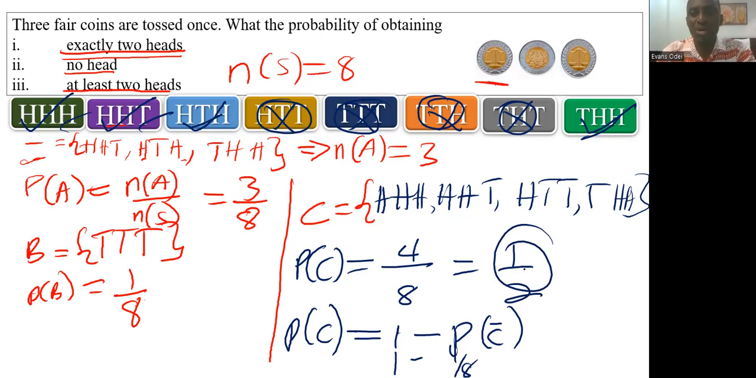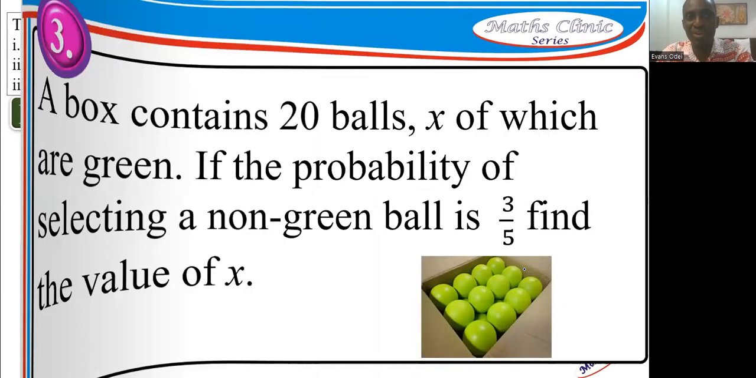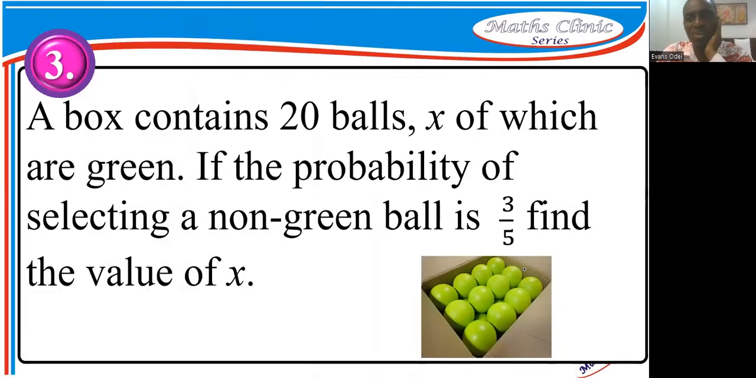Right. So we will end this lesson here. But then I want to give you, okay, let's take one more example. There you go. This one is a bit different from the ones that we've solved. So let's try question number 3 so that we can end the video, and I'll give you questions to solve on your own. Now, a box contains 20 balls. So like this one, we see this box here contains 20 of them, 5 of which are green.